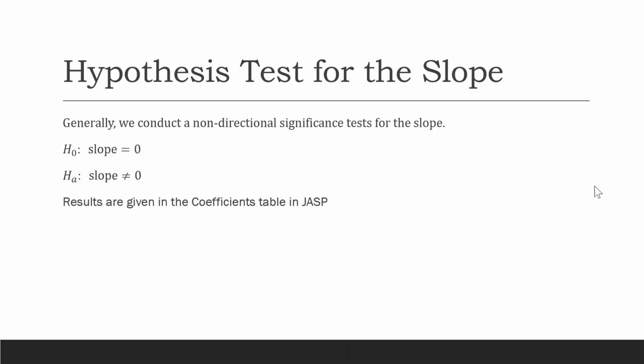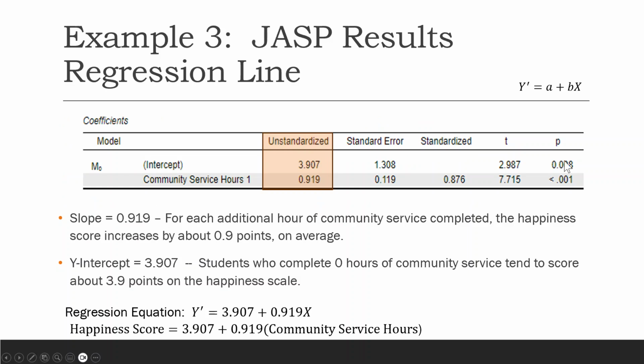Our hypothesis test is the hypothesis test for the slope. Our null hypothesis is that the slope equals 0. Our alternative is usually two-sided here, and that's the test that our slope does not equal 0. And so when I look at those JASP results here for the slope, this is the p-value that corresponds to that.